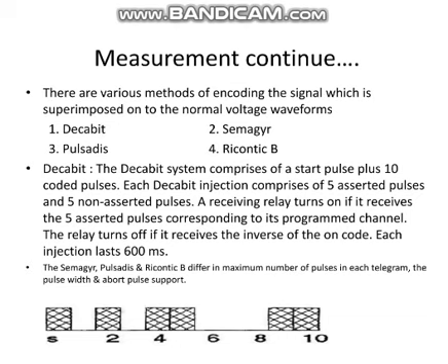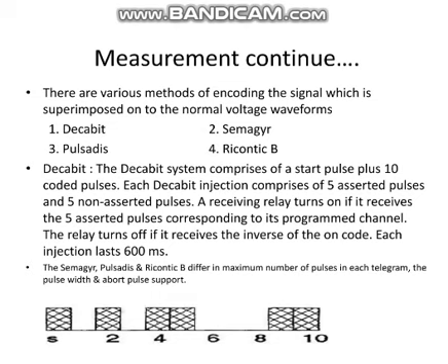There are various methods of encoding the signal which is superimposed onto the normal voltage waveforms: Decabit, Semagyr, Pulsadis, Ricontic B.